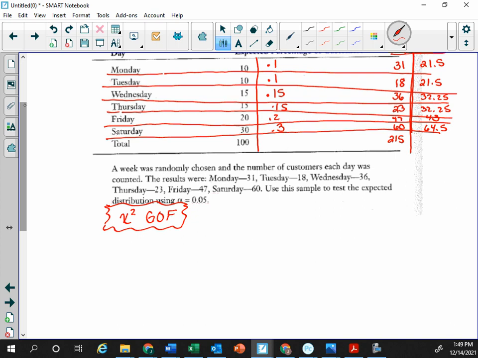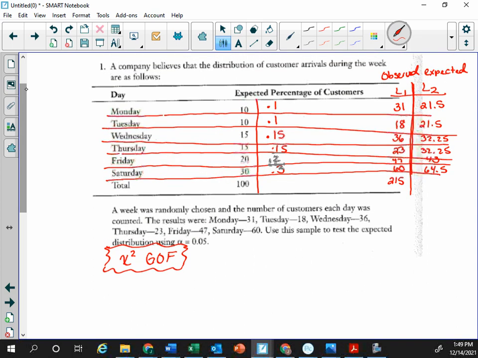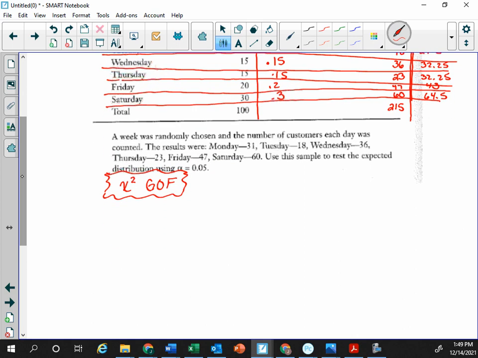So what I was saying before, that you're going to want to do it in words, it's easier than writing out like, our null is that 10% of the customers come on Monday and 10% of the customers come on Tuesday and 15%. Like, does anybody want to write all of that out? No, I do not want to write all that out. So what we can do instead, we can say the company's customer projections are correct. So what they expected to happen is correct. That's our null.